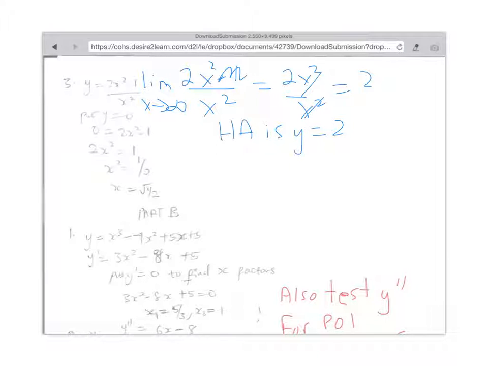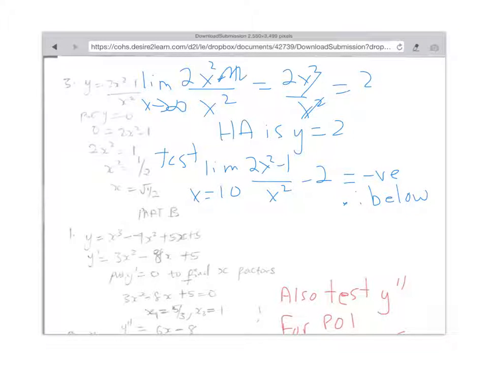Now you need to test your horizontal asymptote, and the way that you do that is you're going to find the limit of the original function at large and small values of x. A large value of x is 10, so you're going to sub in 10 and see whether you get a positive or a negative answer. If I sub 10 in here, I'm going to get 200 minus 1, so 199 over 100. That's 1.99 minus 2. That's actually just slightly on the negative side. That tells us that the curve is below that asymptote.